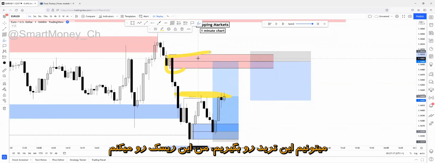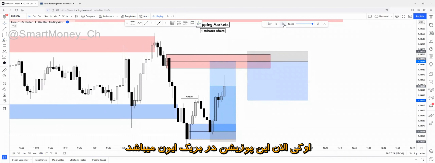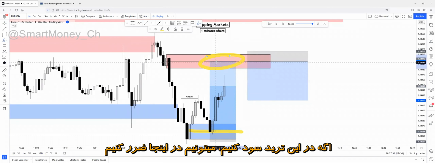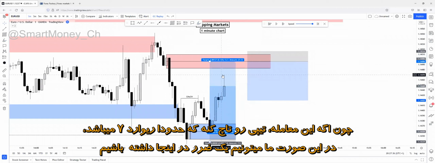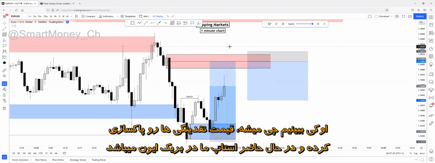I would risk this trade. But considering the fact that we are in a trade and we are setting the trade to break even, we can take a loss here. If we book a profit here, we'll be able to take a loss here, because if this trade hits TP, that will be almost a 1-to-7 risk-reward ratio, and we'll be able to take a 1 risk-reward ratio loss. So we can take a risk entry on this supply zone regardless. Okay, so let's see what happens.